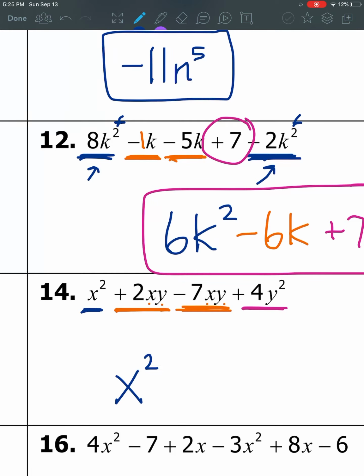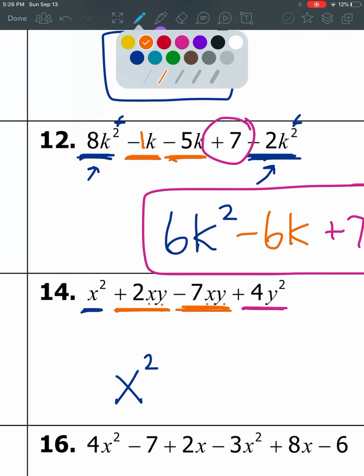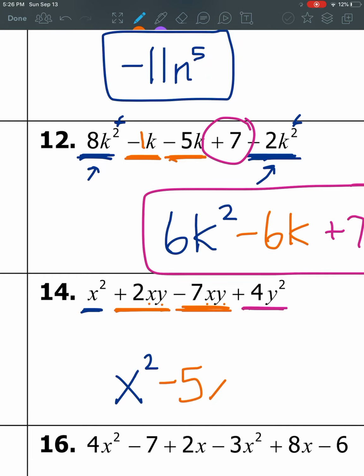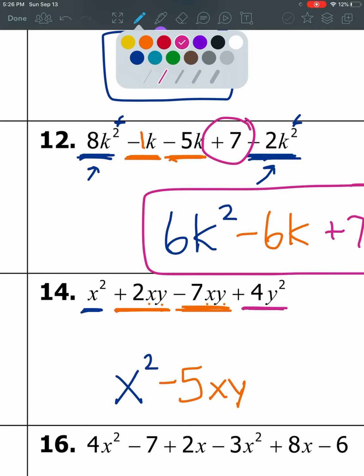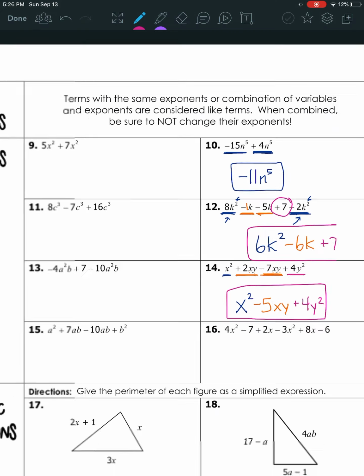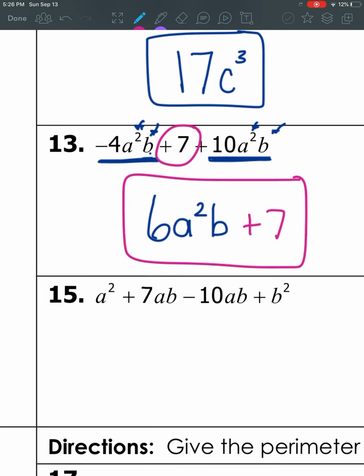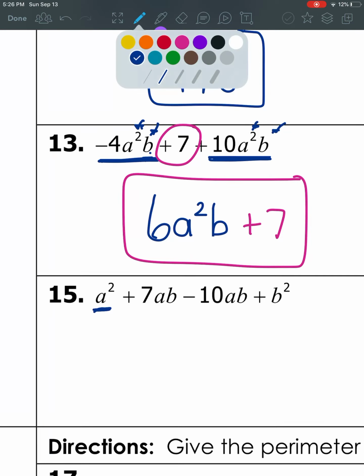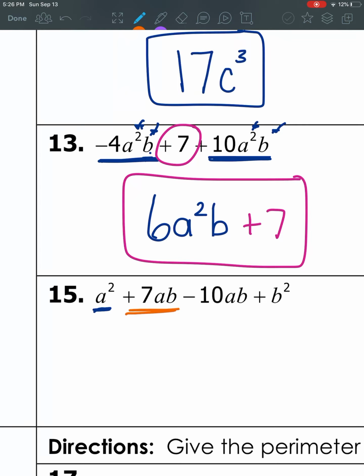Now, when we write this, we write them in alphabetical order, so your x squared comes first. We can't combine it with anything. Then plus 2x minus 7, so 2 minus 7 is negative 5. And then it transitions into the y squared. So plus 4y squared. And that's all we can do because the x squared and the y squared, they don't have any other like terms with them. Right? Kind of similar on this next one, a squared. There's no other terms that are a squared, so that's the only term like that.